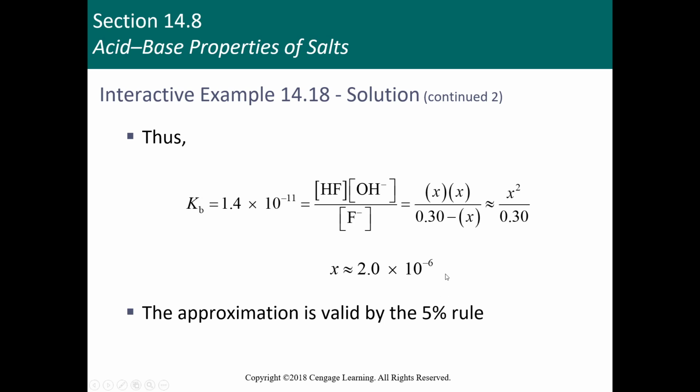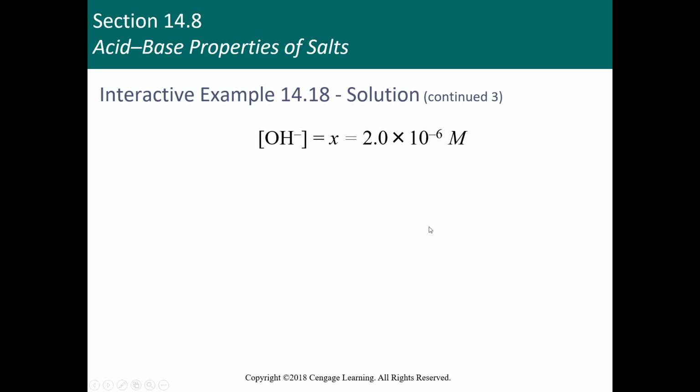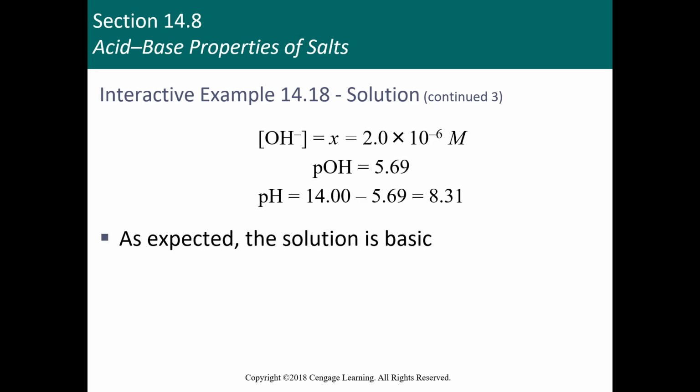2.0 times 10 to the negative 6. We try the approximation, and we find out that it's valid with the 5% rule. So it's less than 5% of this value right here, and that's fine. That means our OH minus concentration would be 2 times 10 to the negative 6. The pOH would just be the negative log of that value, so 5.69. To get the pH, I would take 14 minus that 5.69 pOH value, and that would give you 8.31 pH. By the way, pH is the unit of these, if you're curious.